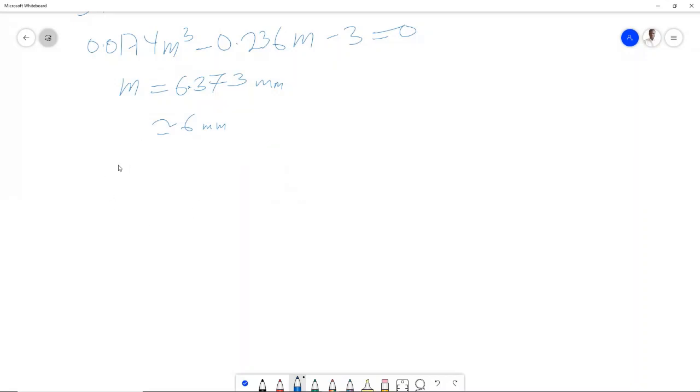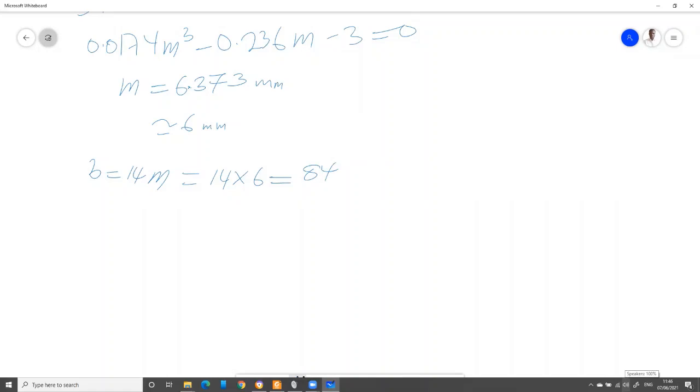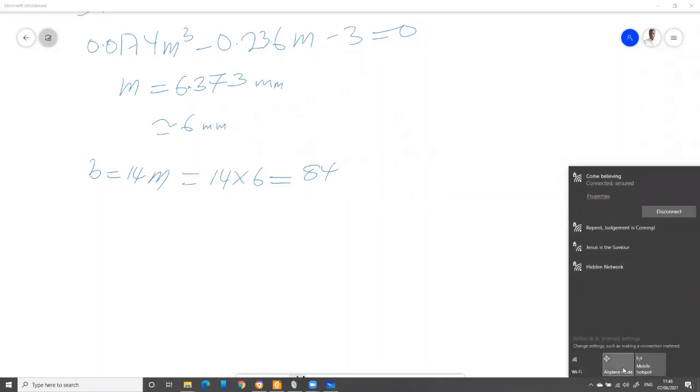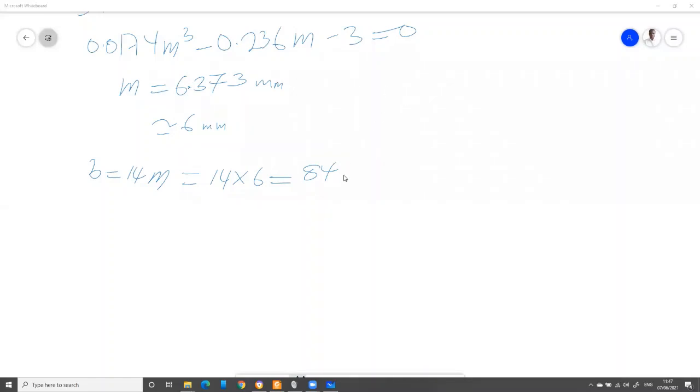Now from there, we can determine the face width, and we were told that the face width b is equal to 14m. Okay, and if we have determined that m should be equal to 6, then the face width should be equal to 14 times 6, and that should give us what? What's the value? Eighty-four. So we are taking 84 millimeters.